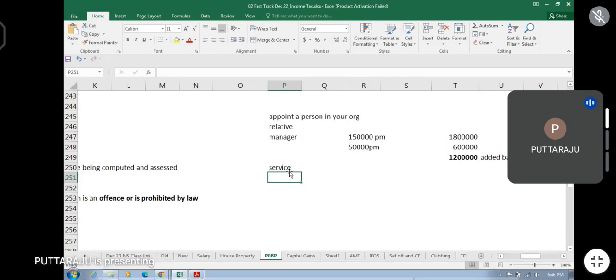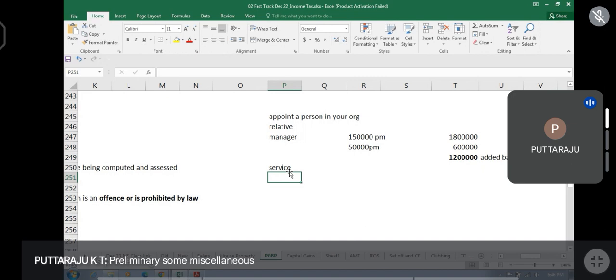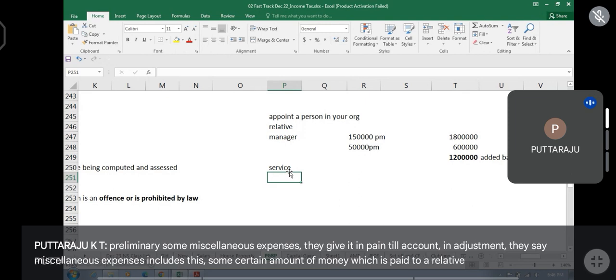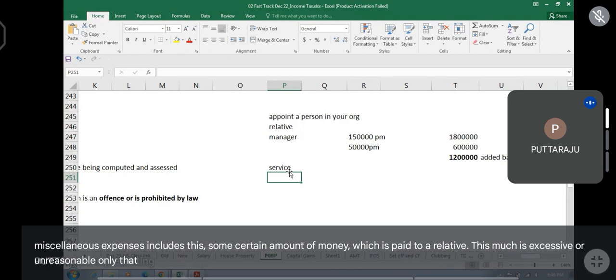Preliminary, some miscellaneous expenses, they give it in the P&L account. In the adjustment they say miscellaneous expenses includes a certain amount of money which is paid to a relative. This much is excessive or unreasonable. Only that excessive or unreasonable portion you need to add back to profit, having regard to the fair market value.